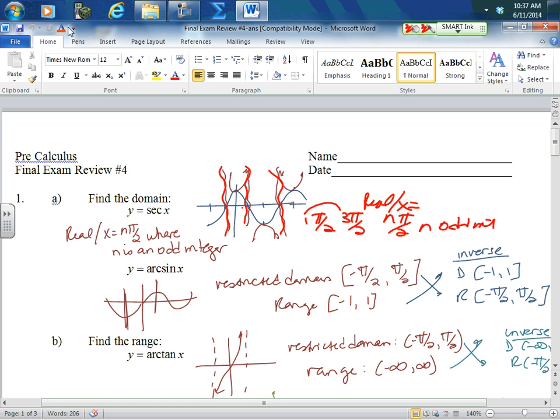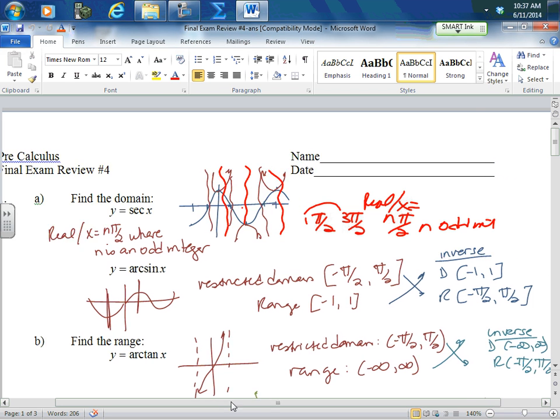The range is exactly the opposite of the sine and the cosine. The sine and the cosine go from -1 to 1. Their reciprocals go from -infinity to -1 or 1 to infinity. You okay with that part?